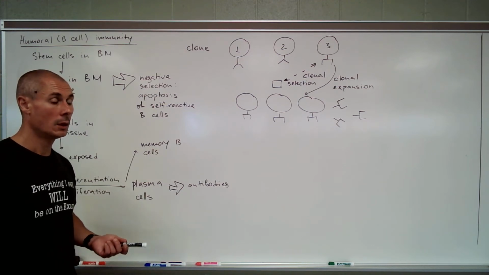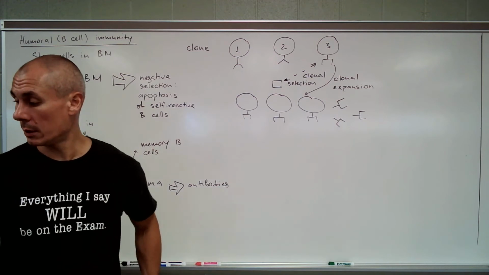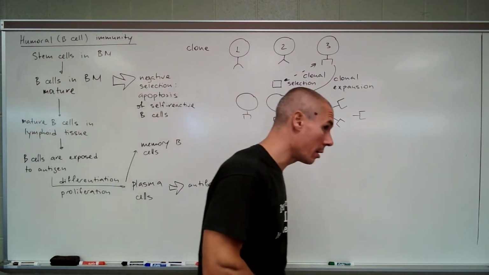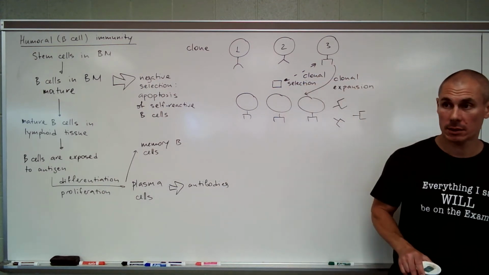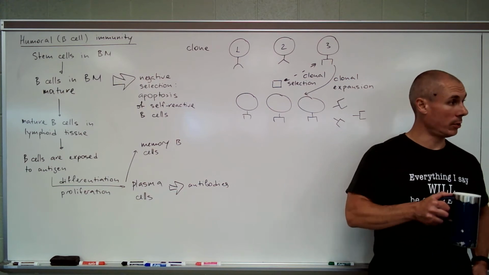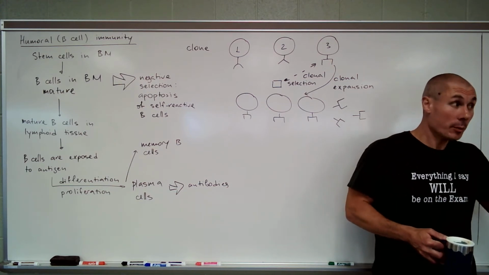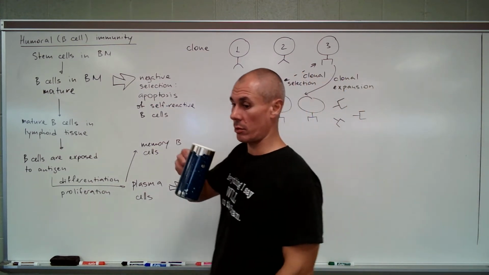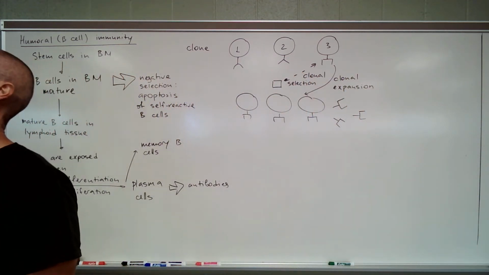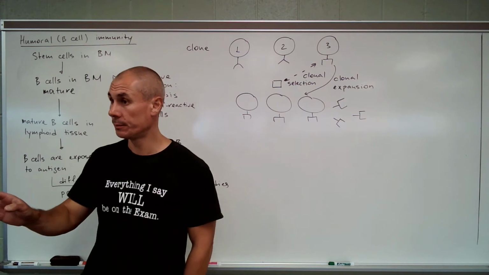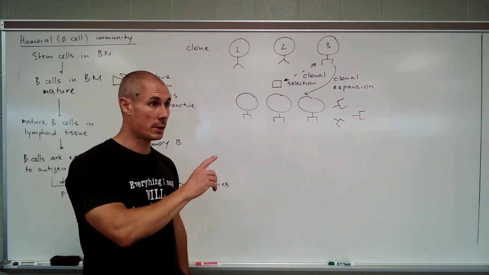Good? Now, one of the features of B cells is that many of them can recognize an antigen directly. They don't need any help. Some of them do, but some of them don't. And that's important. Are we good so far? We good? Questions here?